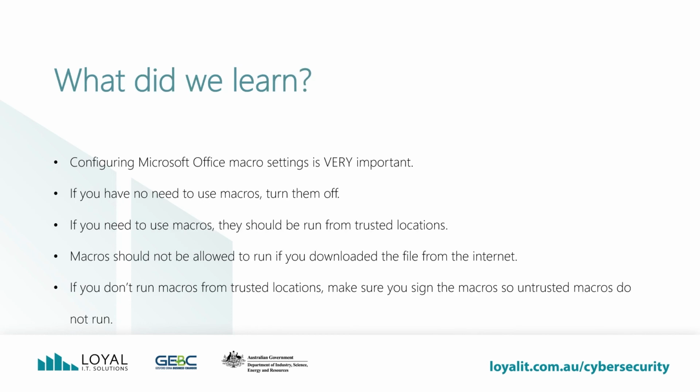So what did we learn? Configuring Microsoft Office macro settings is very important. As we saw from the demonstration, you can get hacked pretty quickly from a specially crafted macro in an Office document. If you have no need to use macros, turn them off. This can also be referred to as application hardening, as it is disabling unneeded features. If you need to use macros, they should be run from trusted locations. Configuration and implementation is not as easy as it sounds.